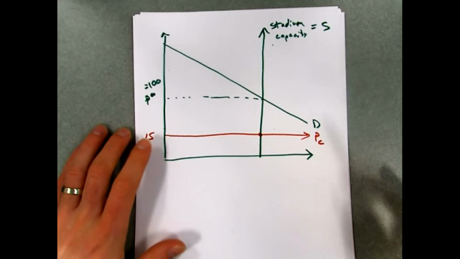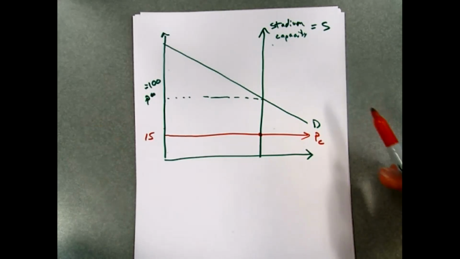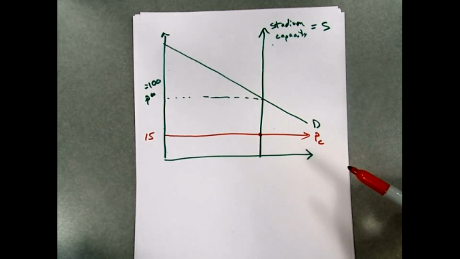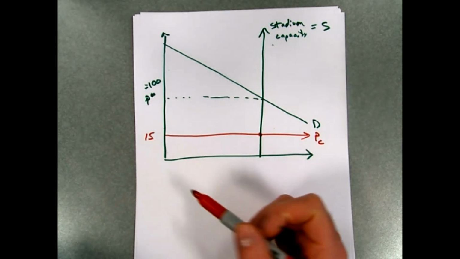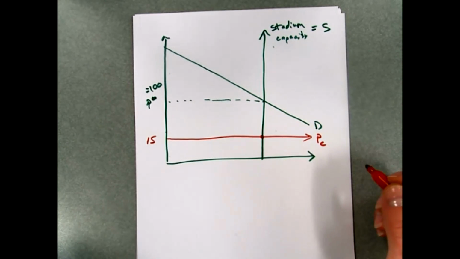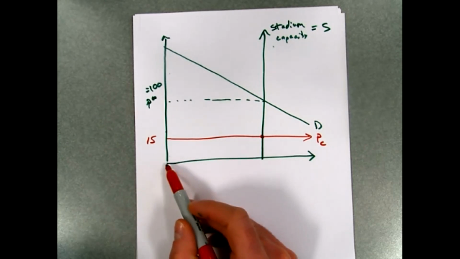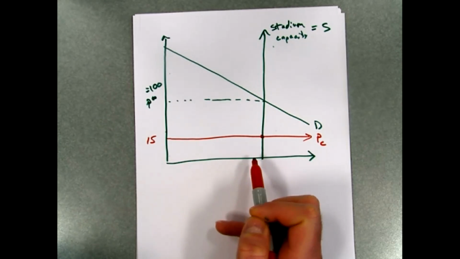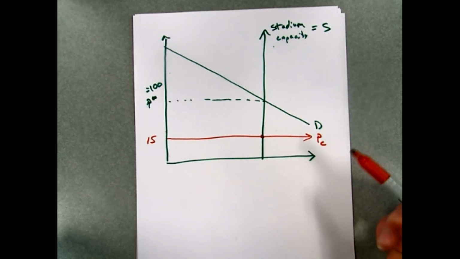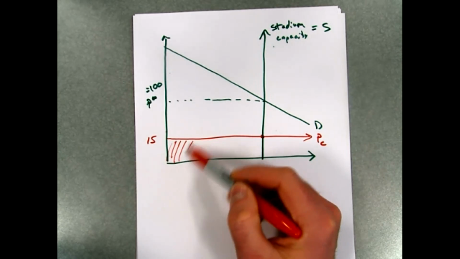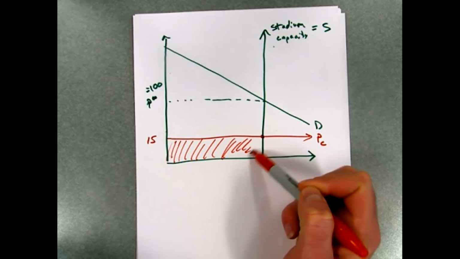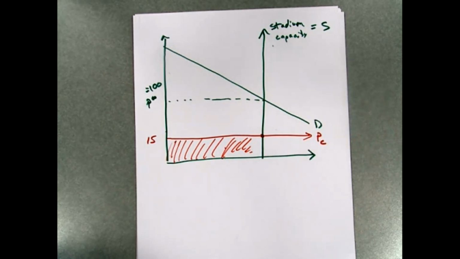Does anyone remember, what defines producer surplus? Yeah. Anything below the price and above the supply curve. So if I'm thinking here, my supply curve runs along this x-axis, right? So after this price ceiling, my producer surplus was definitely going to be significantly lower. So the athletic department probably hates student ticket sales, right?